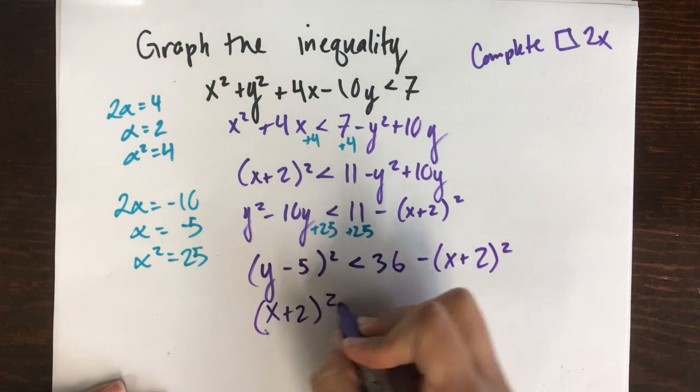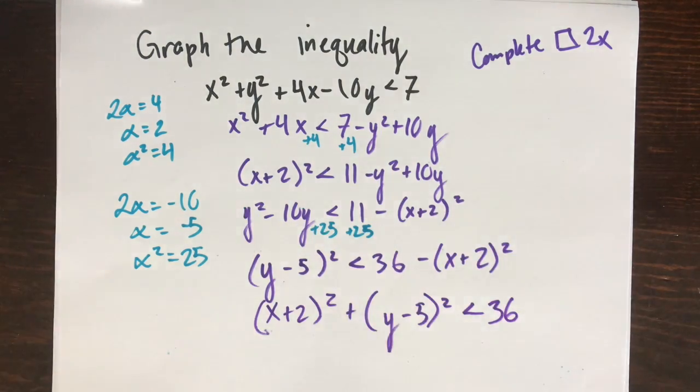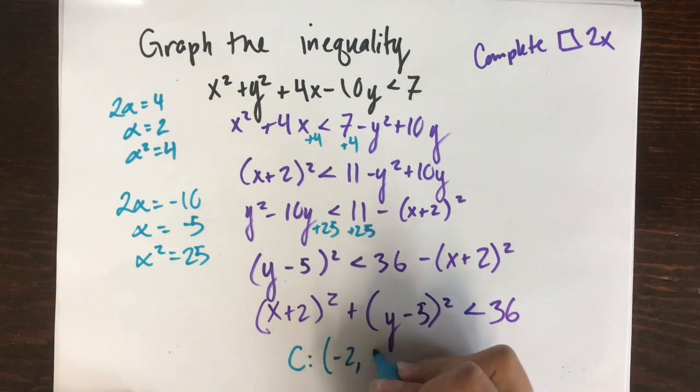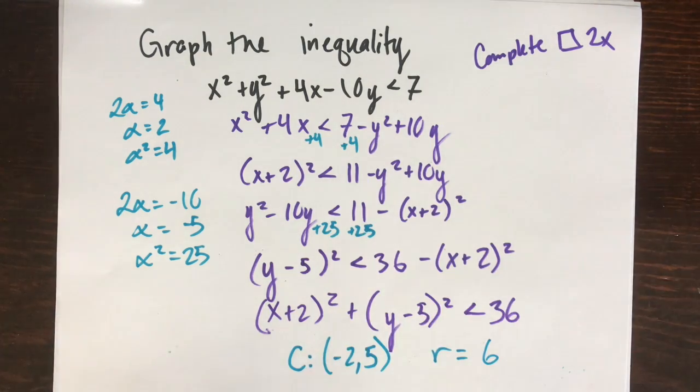So then I bring the (x plus 2) squared back, right? Bring it back, and then I have (x plus 2) squared plus (y minus 5) squared is less than 36. So the center of this circle is negative 2 comma 5, I always flip the signs, and my radius is 6. And now I need to graph it.